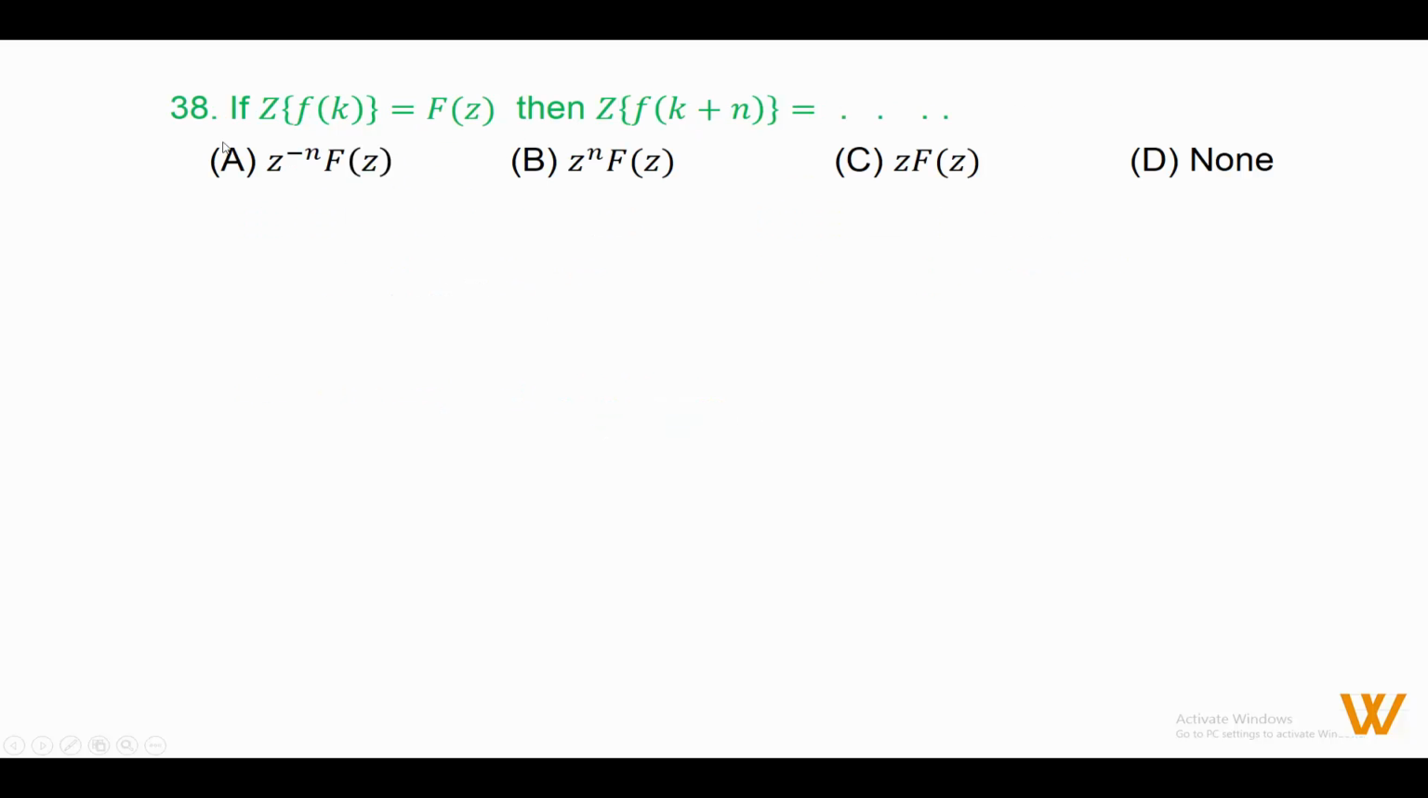38. If Z transform of f of k is capital F(z), then Z transform of f of k plus n is equal to dash dash dash.